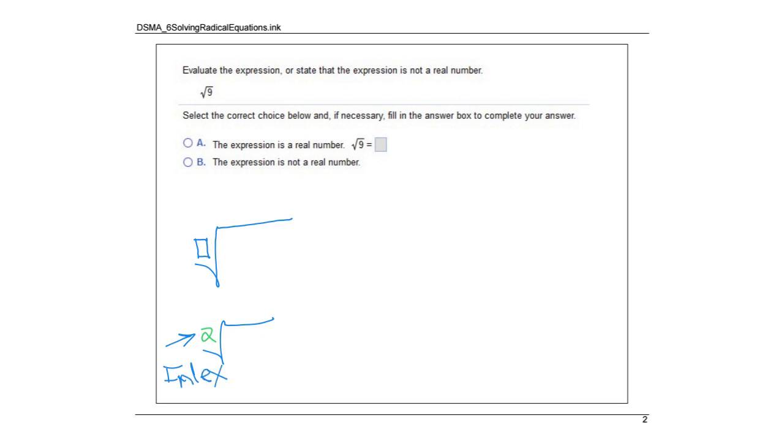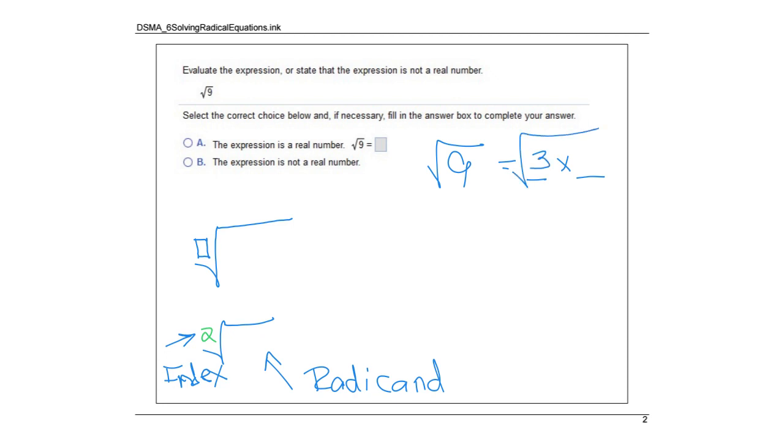And then underneath is called a radicand. We don't say that word very often, but I kind of like it, so I say it. That's the number that's underneath. So up here in this case, we have the square root of 9. What we're looking for is a number that when we multiply it times itself, we would get 9. 3 times 3 would give me 9. And so the square root of 9 is just 3.